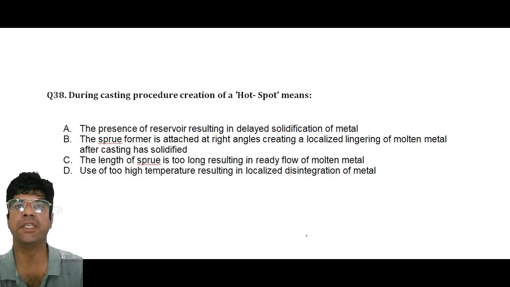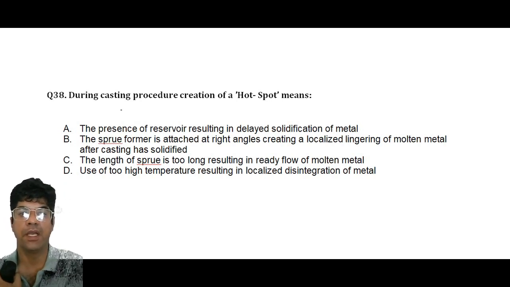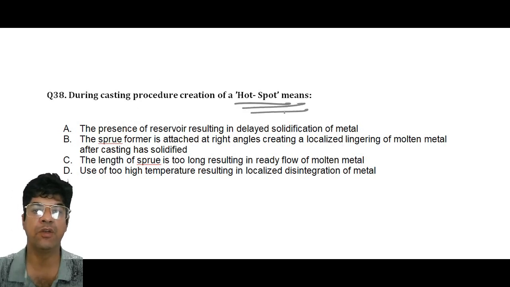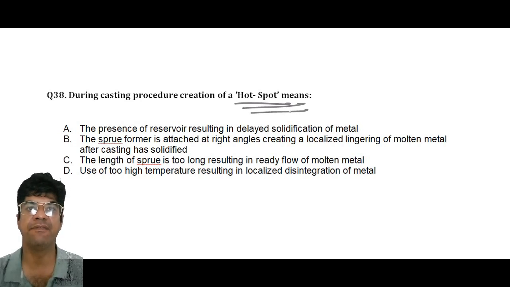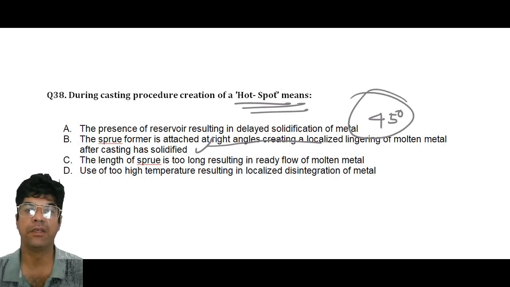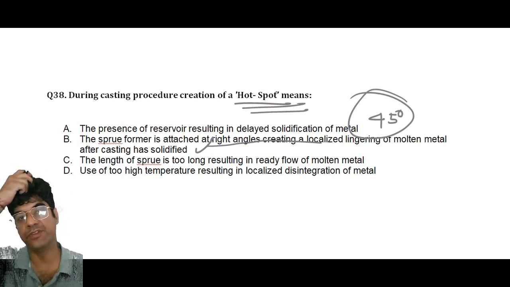During casting procedure, creation of a hot spot means, if the sprue is attached at a right angle to a broad surface, that will cause metal to impinge on the mold surface, and that will create a hot spot. So that can be prevented by, so the answer is B. It can be prevented by attaching the sprue at a 45-degree angle.